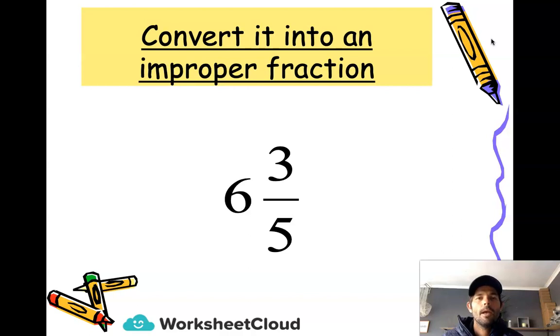Okay, and remember that you say the 6 whole numbers times the denominator, which is 6 times 5 is 30, and then add the 3, and that's 33 over 5.